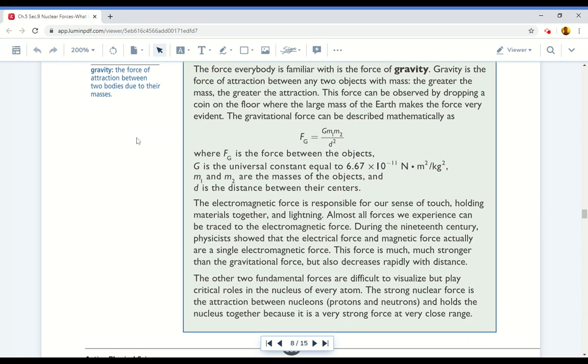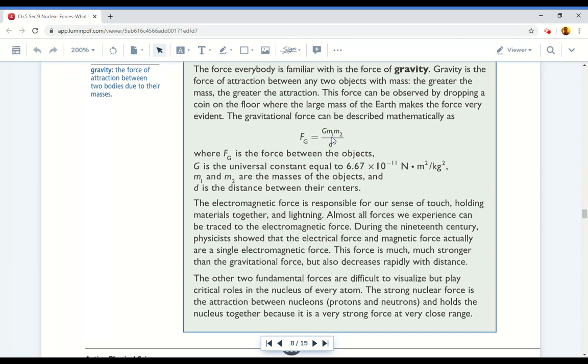The force everybody is familiar with is the force of gravity. Gravity is the force of attraction between any two objects with mass. The greater the mass, the greater the attraction. This force can be observed by dropping a coin on the floor, where the large mass of the Earth makes the force very evident.